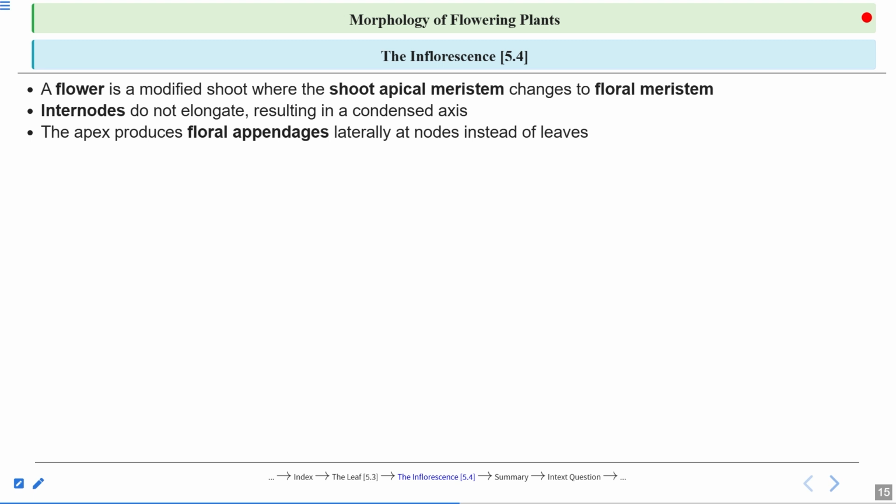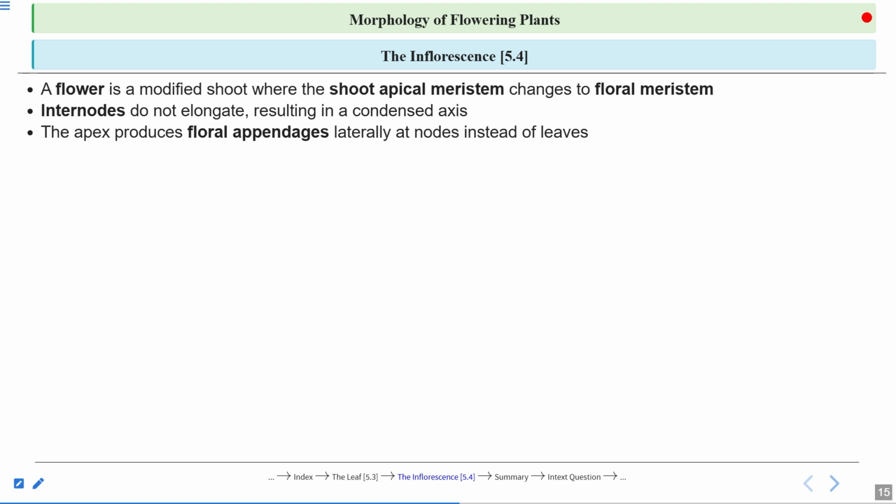We have discussed earlier, when we were talking about the leaf, that the shoot apical meristem forms the leaves. But that was happening in the vegetative phase. What is happening in the reproductive phase now? This shoot apical meristem, which means the apex of the shoot, starts producing floral appendages at the nodes. Earlier from the nodes, leaves were arising. Now at the nodes, flowers are arising. Okay, and what do you mean by floral appendages?